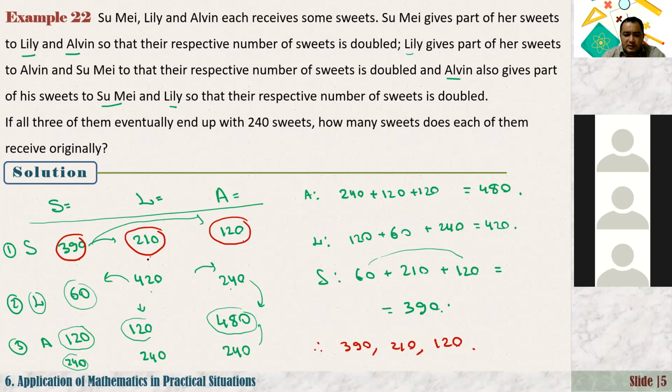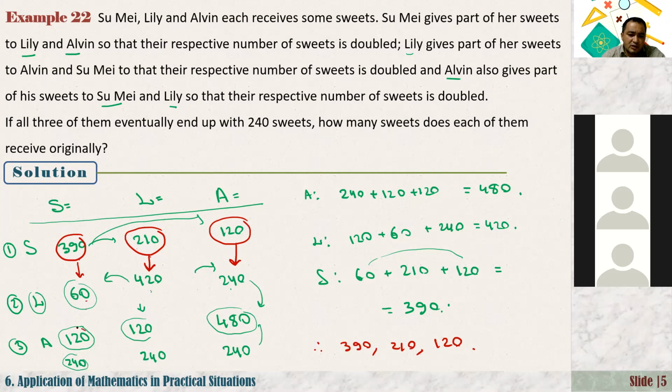So now, as you see here, you just give 210 to Lily. So now she has 420. 120 to Alvin. Now he has 240. So how many are left with you now? It is 60 left. In the second case, now Lily is giving some to Sumay and Alvin.